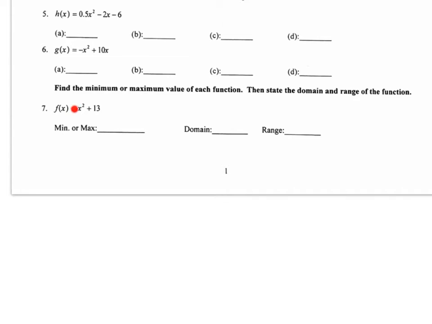The a value is positive 1, so we know it's a regular U-shaped curve that's opening up. If it's opening up like this, it does not have a maximum, it has a minimum, right? If it's opening up, it has a minimum. So we're going to say that the minimum, and what is the minimum value if it's opening up? Now, in this case, you'd have to find the vertex to state the minimum or maximum value.